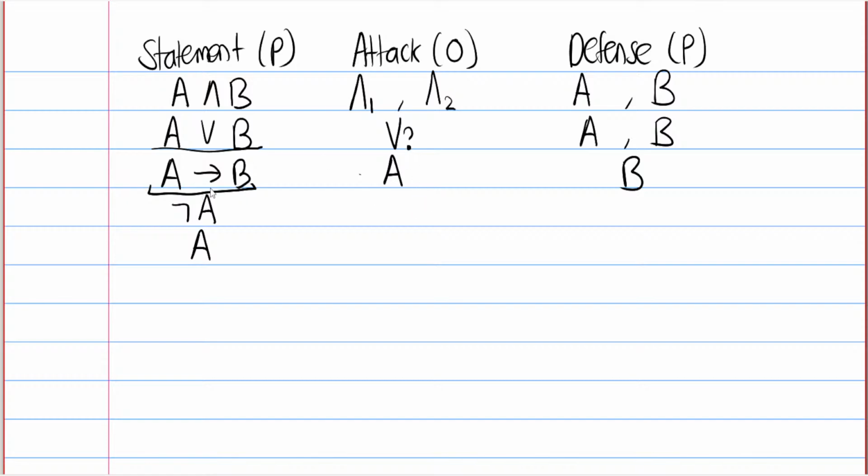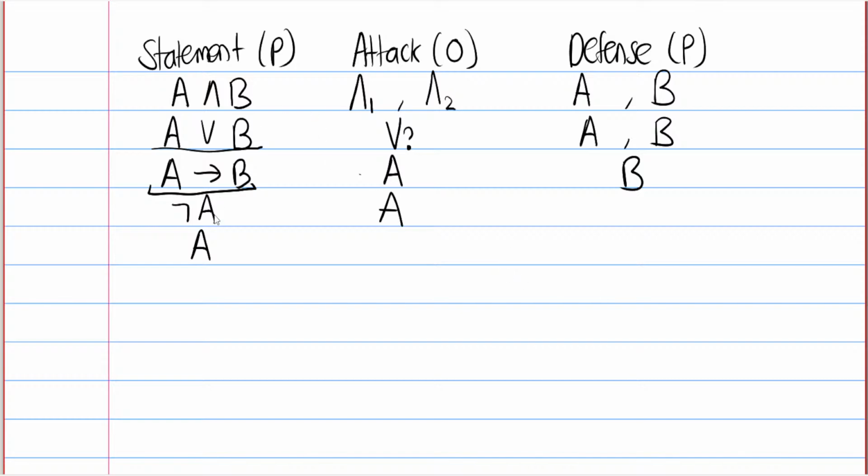Now, the negation statement, right? This is a bit harder to explain. So P states that A is not true. So the attack that O can give is to just deny that. O can just say, I don't believe that. I don't believe that A is not true. I'm gonna say A.